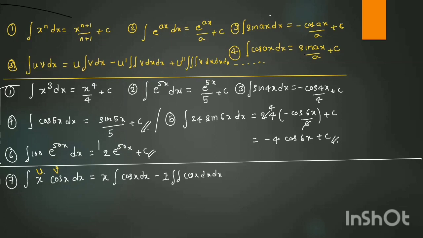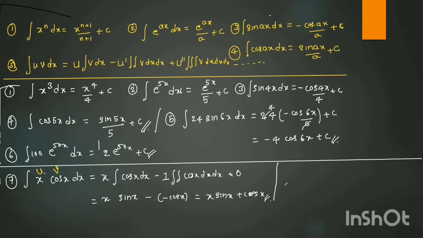Again, differentiate this 1. It will be 0. So that's it. Now your answer will be x. Integral of cos x is sin x, minus 1 will be, and double integration of cos x means what? You need to integrate sin x. What is the integration of sin x? Minus cos x. So the answer is x sin x plus cos x.